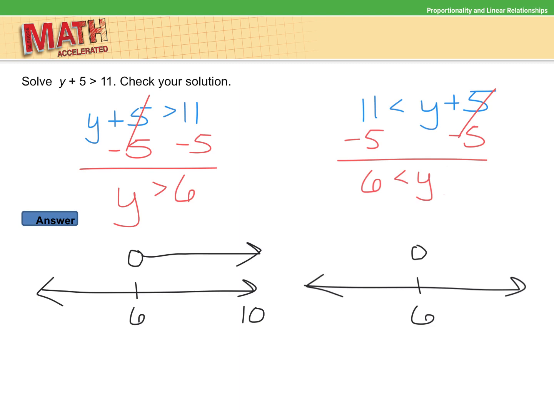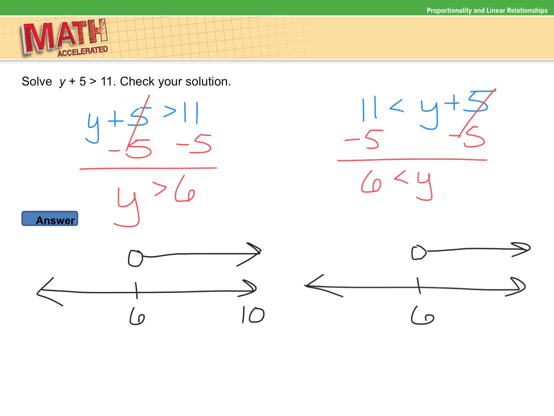They should have the same answer. The only thing that's different is y is on this side. But when reading it, it says 6 is less than everything else. So where's everything else at if 6 is the smallest? To the right. Oh, so it's not there. Right.